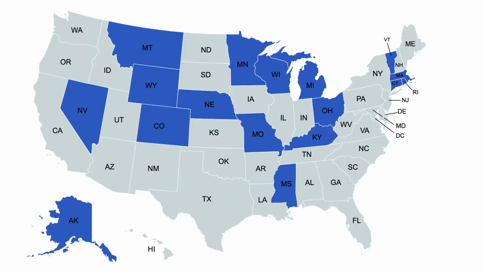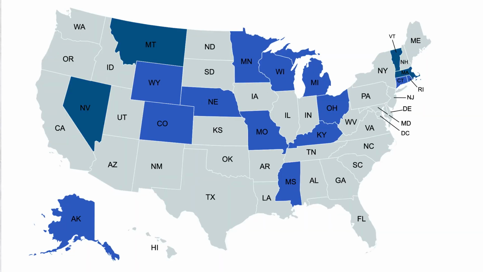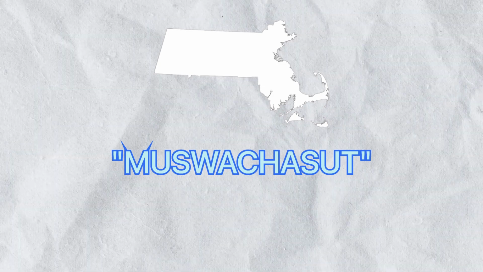Continuing with natural features, there are 4 states that are named after mountains. Massachusetts comes from the native word Muswachaset, which translates to big mountain.